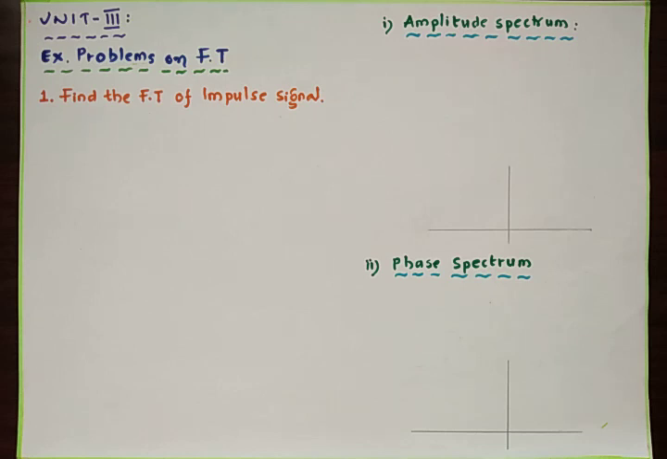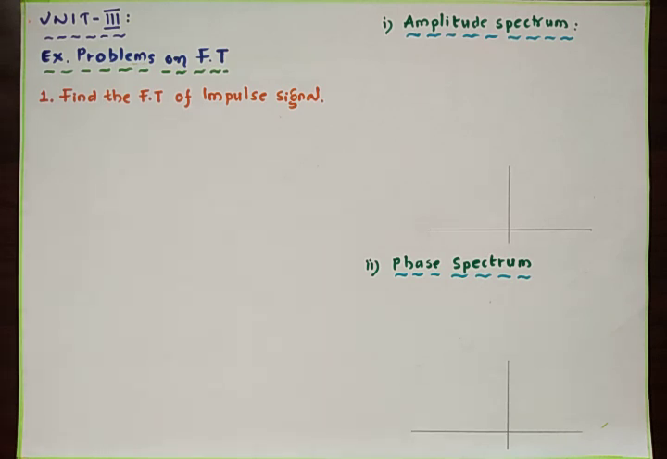We know some of the properties we have studied in the first unit, such as linearity, time shifting, and time scaling. All these operations we have to verify with respect to the Fourier transform in the third unit. So now I'm going to solve the two problems in this video.